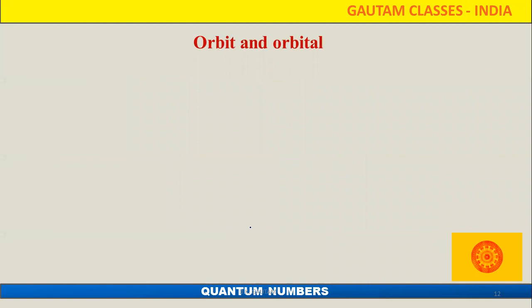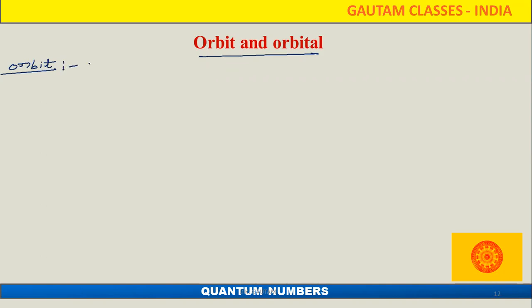The second thing is, what is the orbit and orbital? Look here, it's a very important point. Most of the students ask me when I'm taking offline classes, so many students have a doubt on what the orbit and orbital are, and they are also not differentiating between shell and subshell. So please listen carefully.